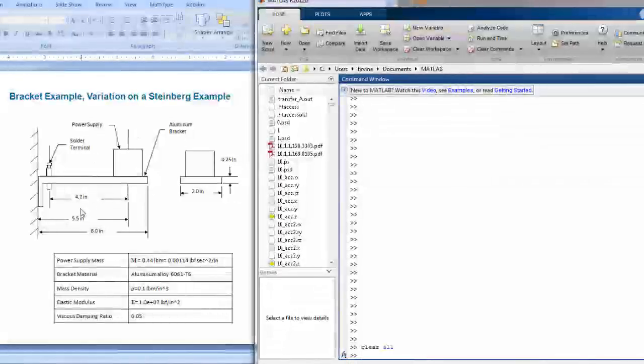So here we have a bracket. It's sort of a cantilever style bracket with fixed-free boundary conditions, and it's going to be made from aluminum, and you can see the various dimensions called out. And here we have a solder terminal, and the solder terminal is going to represent a stress concentration factor because there's a hole for that terminal. Then there's a power supply. It's going to be modeled just as a point mass. It's close to the end of the beam, but not quite.